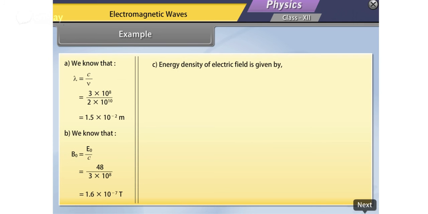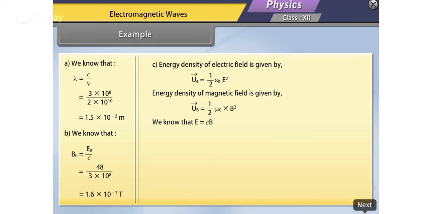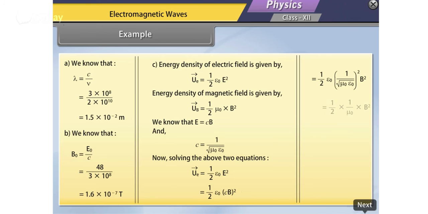Energy density of the electric field is given by half epsilon naught E square. Energy density of the magnetic field is given by half mu naught B square. We know that E is equal to cB and c is equal to 1 upon under root mu naught epsilon naught. On solving the above two equations, we get the average energy density of the electric field equals the average energy density of the magnetic field.